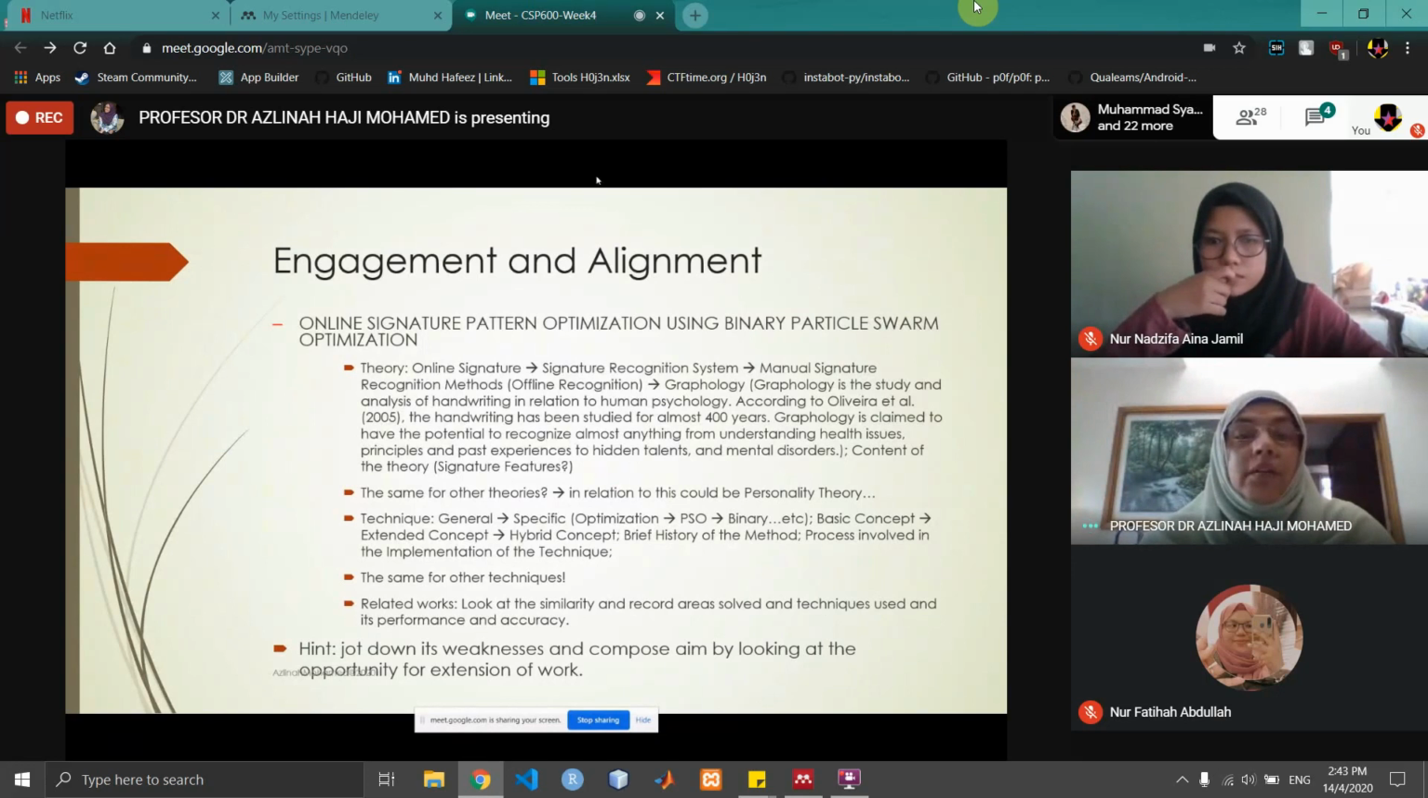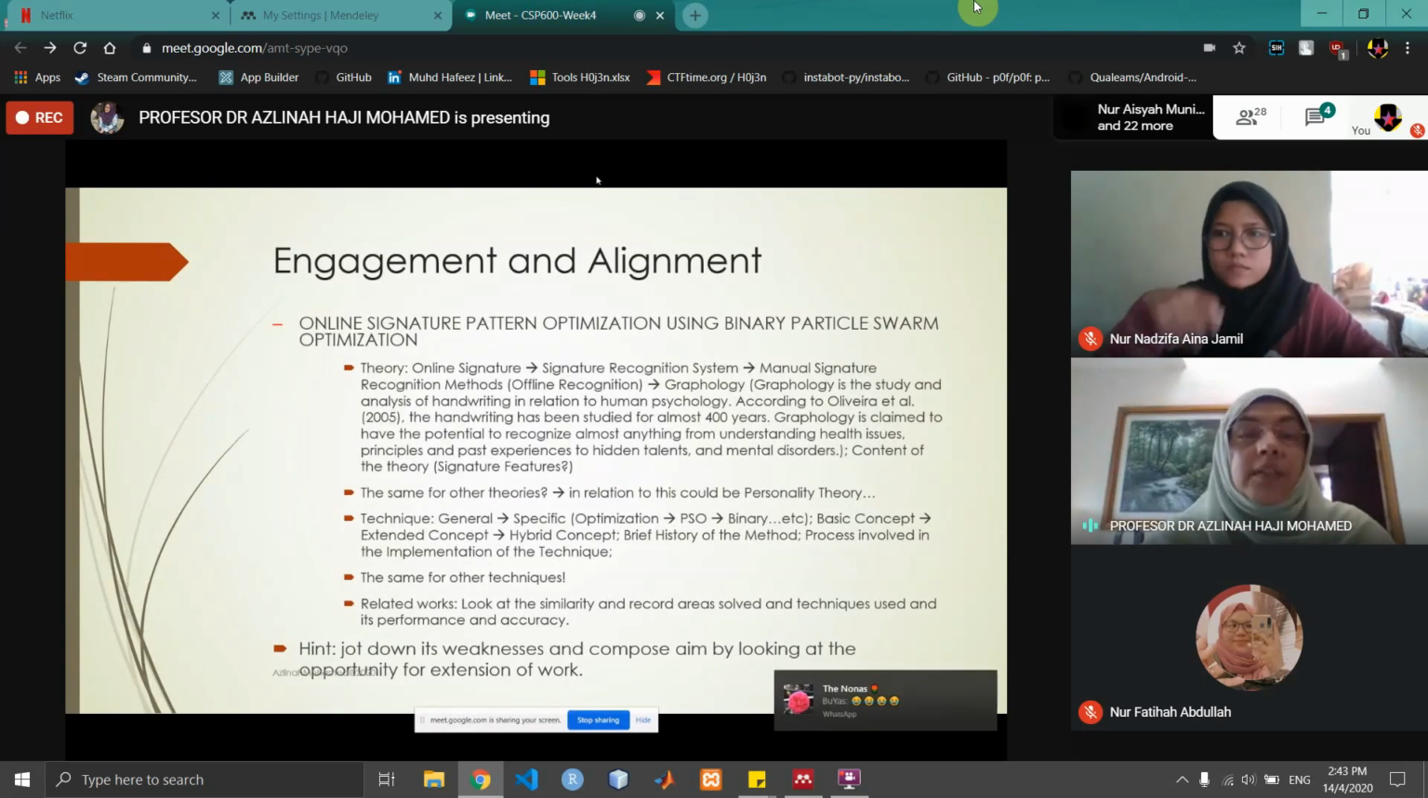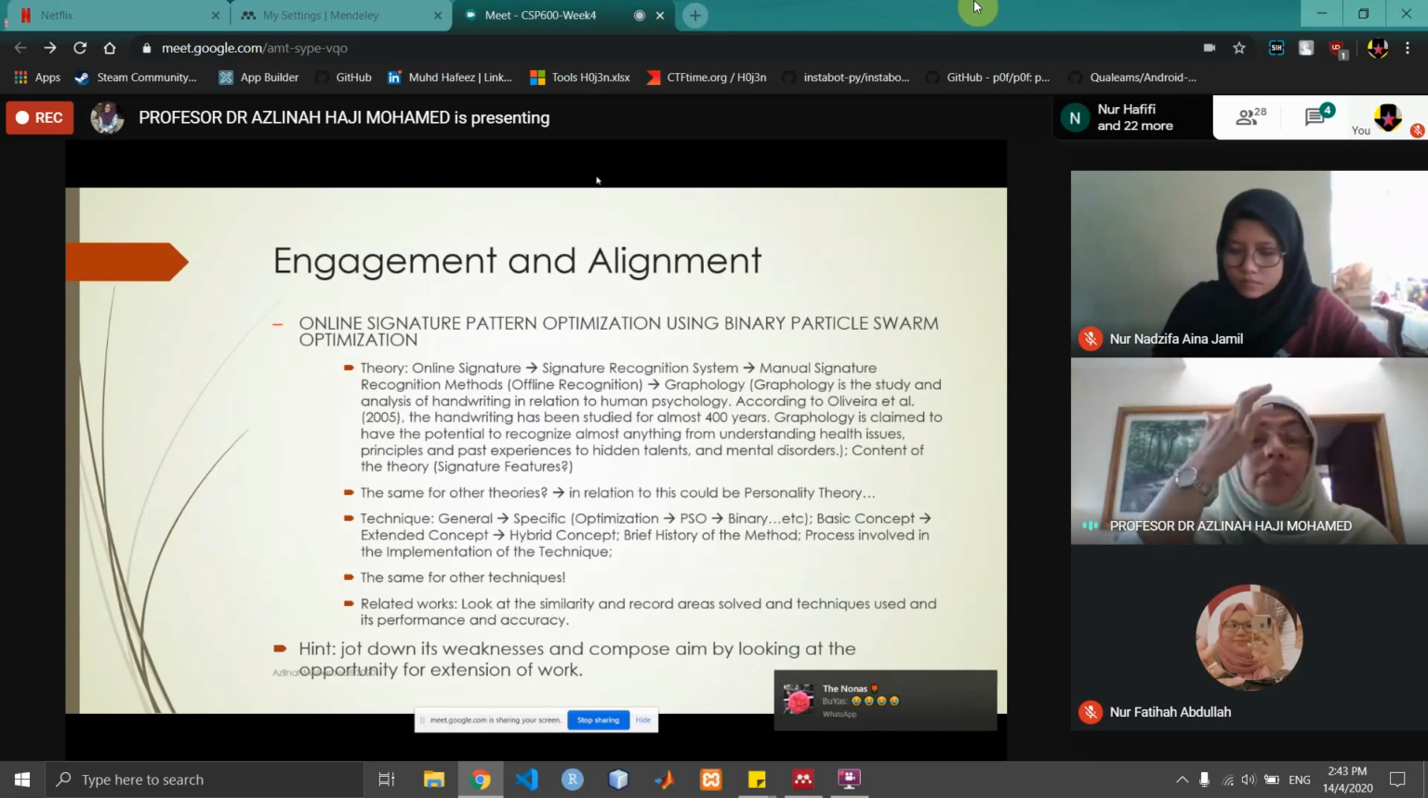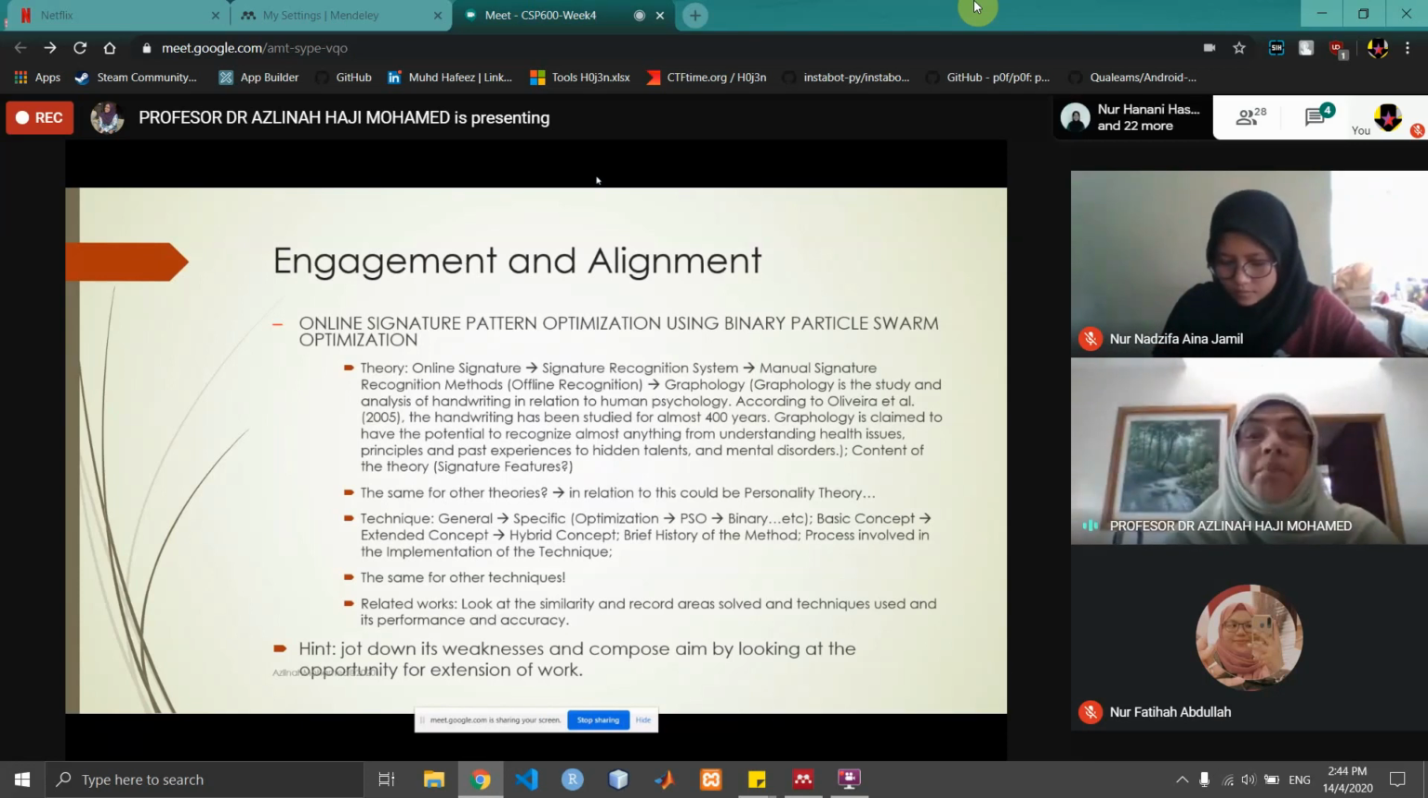And then you will do the same if there are other theories that you want to put in your theoretical framework. For instance, in relation to this particular problem, maybe there is another theory that you want to look at. Another theory is called personality theory. Maybe. If that is relevant, then you expand that as well. And this should be shown in your theoretical framework.